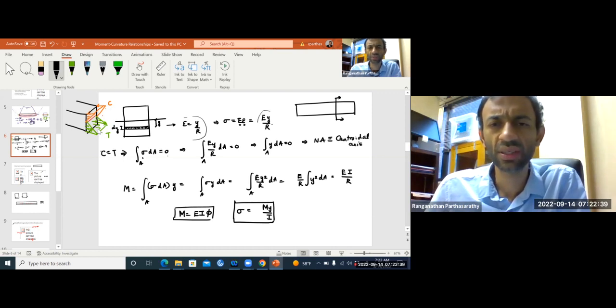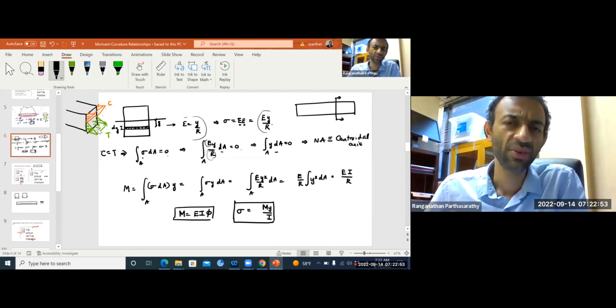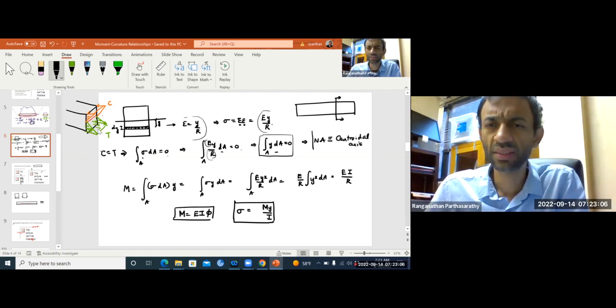So stress is E times y over r dA. This should be 0. So your elastic modulus and radius of curvature are constants over the depth. So you pull them out, you get integral y dA is 0. And we know that this is the definition of the centroidal axis. So when you have homogeneous material and linear elastic behavior, then the neutral axis is same as the centroidal axis.